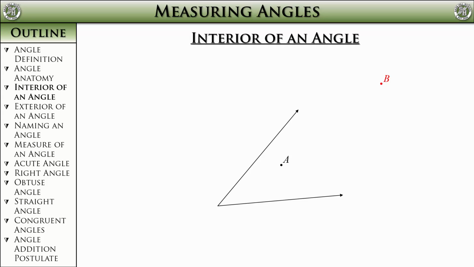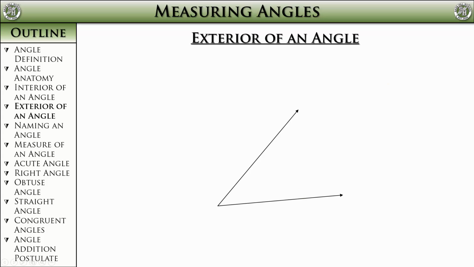Now for the hardest one. Does point C, which is on the side of the angle, count as being on the interior? What does your gut tell you? Do you think the edge counts? The answer is no. Point C is not on the interior. The edge does not count.